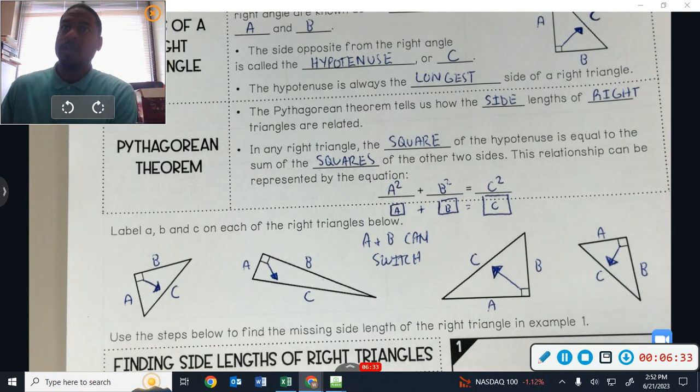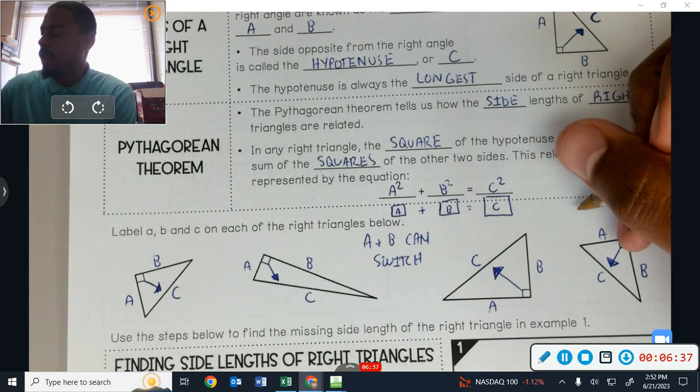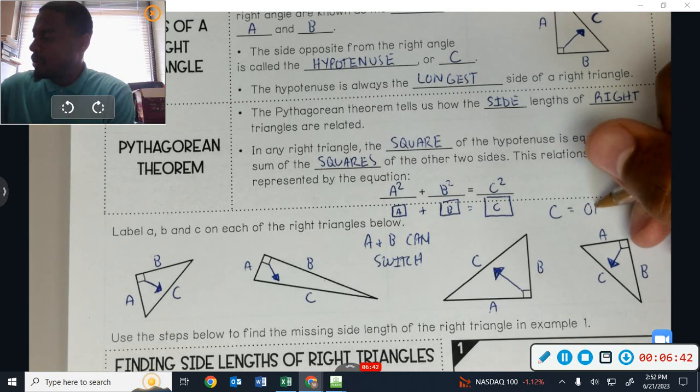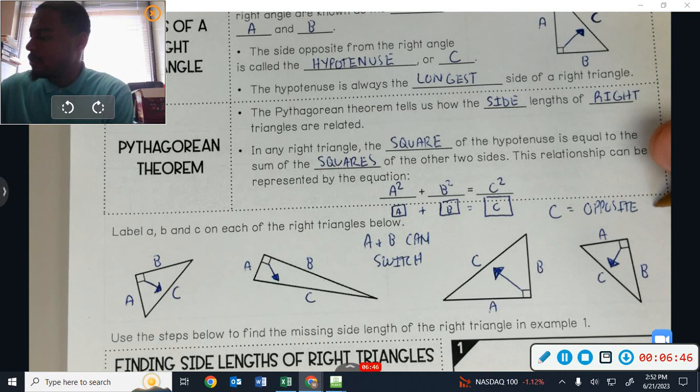But C has to be opposite, okay? C has to be opposite that right triangle. The right triangle symbol.